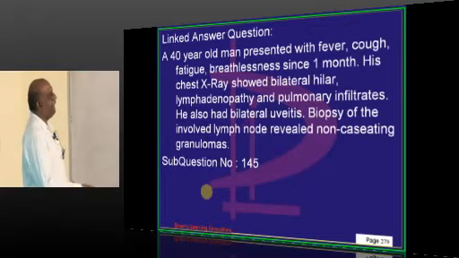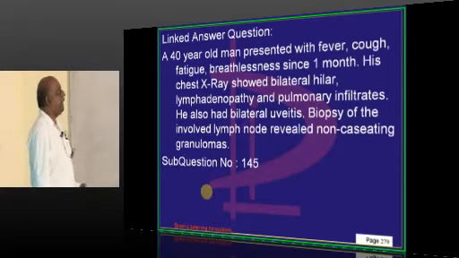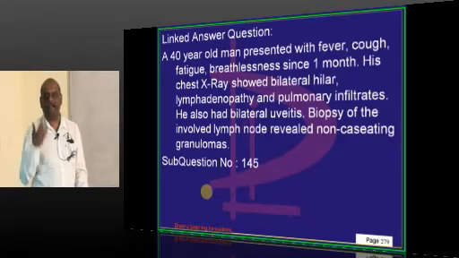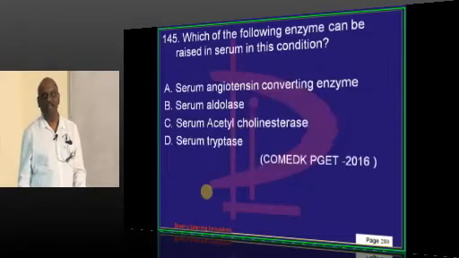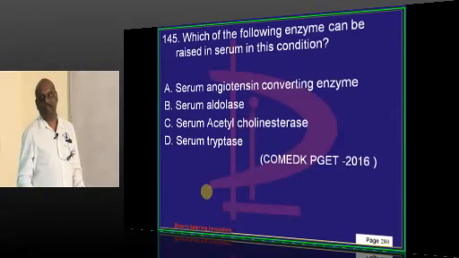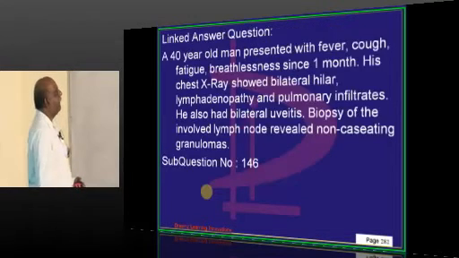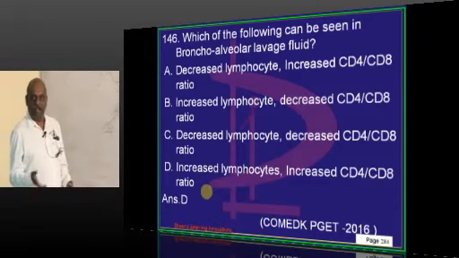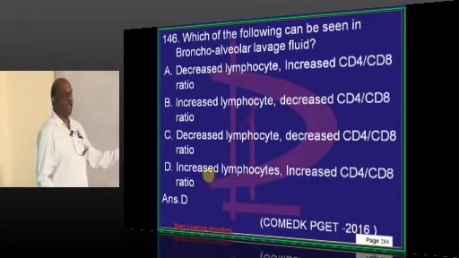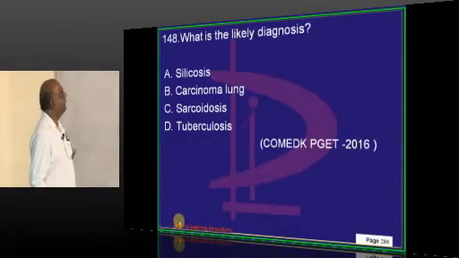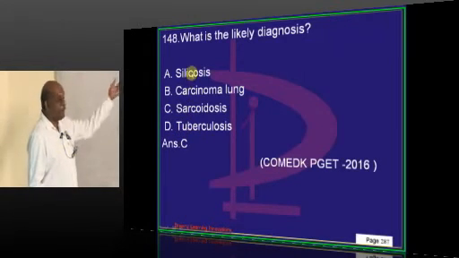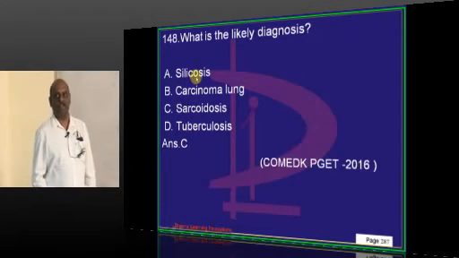A 40-year-old with breathlessness, bilateral uveitis, biopsy showing bilateral hilar lymphadenopathy. Uveitis, sarcoidosis must obviously come to mind. Sarcoidosis means serum angiotensin converting enzyme is elevated. Everybody knows this. Then, what happens classically in bronchoalveolar lavage? Increased lymphocytes with increased CD4 by CD8 ratio. Then what is the diagnosis? Sarcoidosis. If at this point you are still thinking silicosis, nobody will help you.